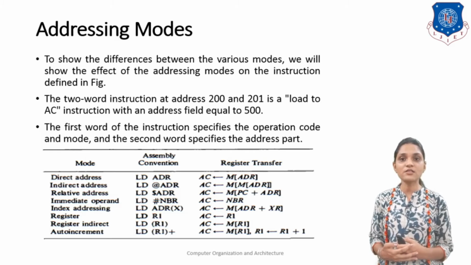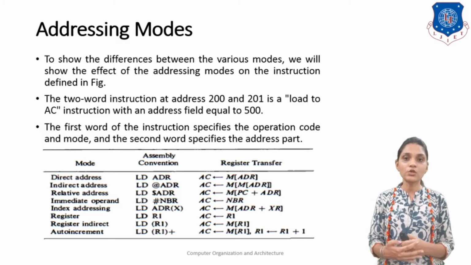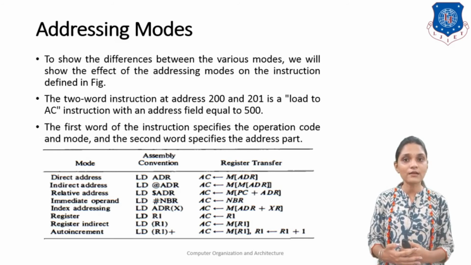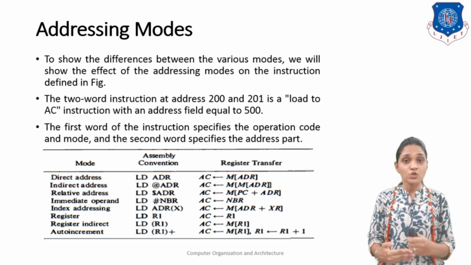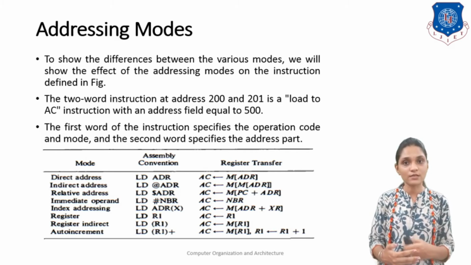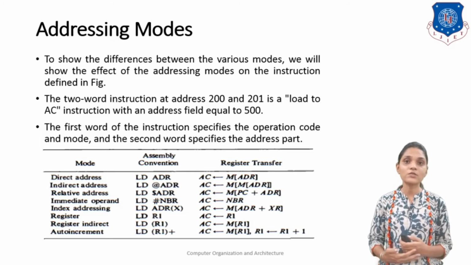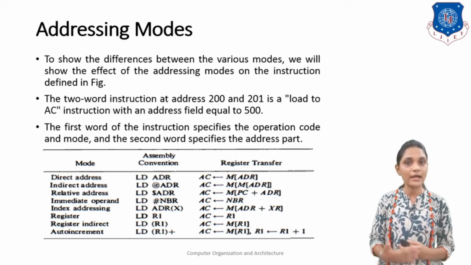In register addressing mode, you can write it like LD R1, so that R1's content is going to be stored into the accumulator. In register indirect addressing mode, your instruction will be like LD (R1), so that the content of register R1 is used as an address, and from that address your actual operand is fetched, and that is going to be stored into the accumulator. So in this way we can use these different addressing modes.